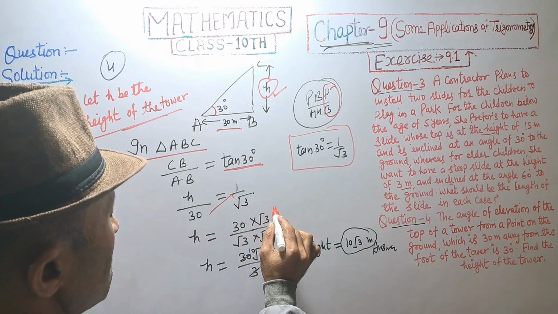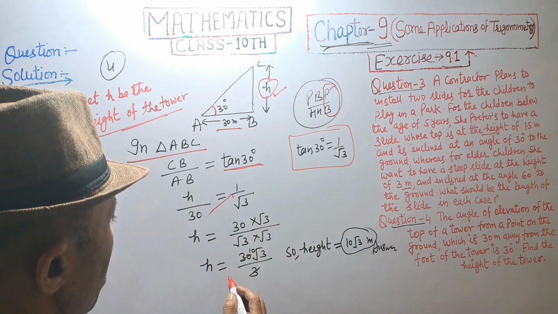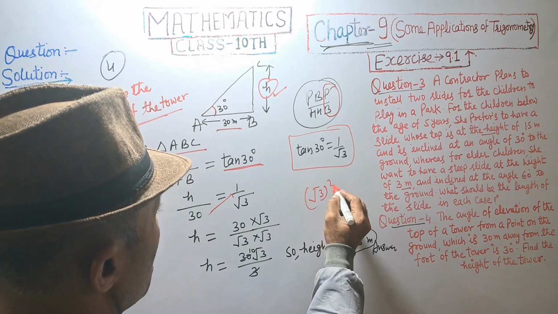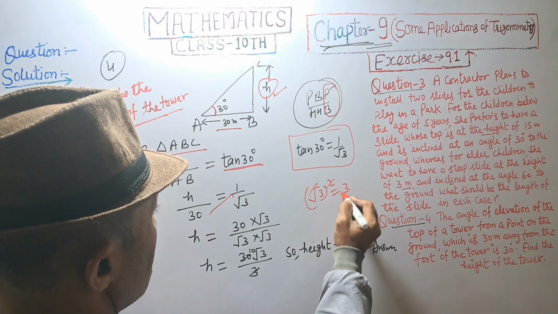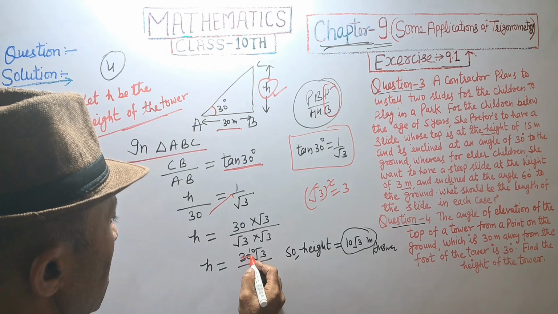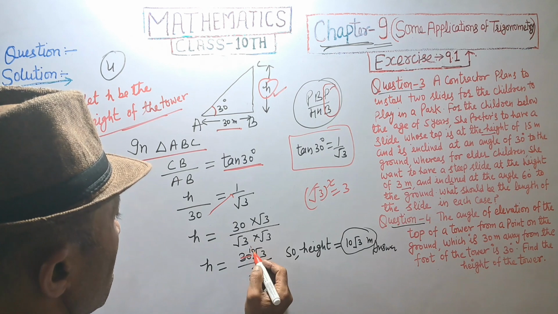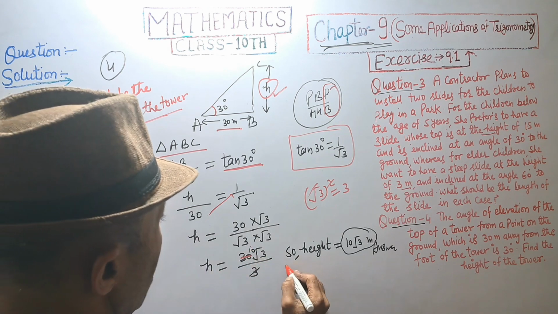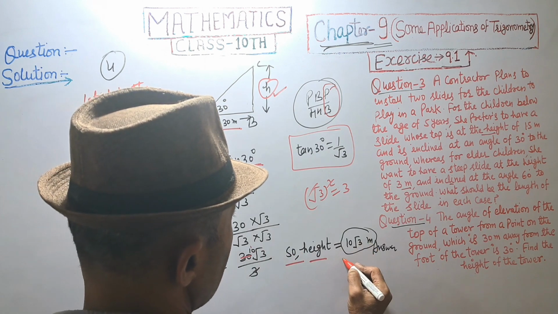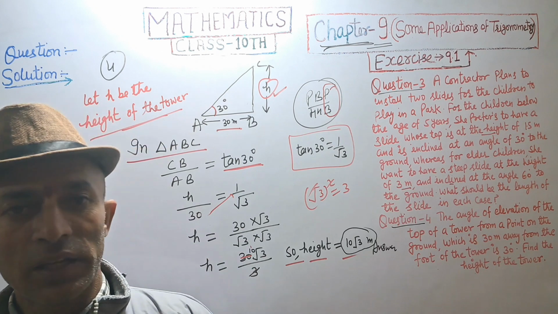Rationalizing, multiplying and dividing numerator and denominator by root 3, root 3 into root 3 is root 3 raised to power 2. Root square is cancelled, we get 3. 30 divided by 3 is 10, so 10 times root 3. So height is equal to 10 root 3 meter. Answer. Thank you so much.